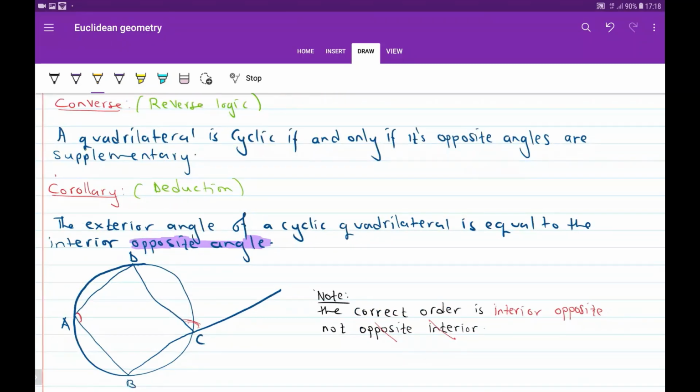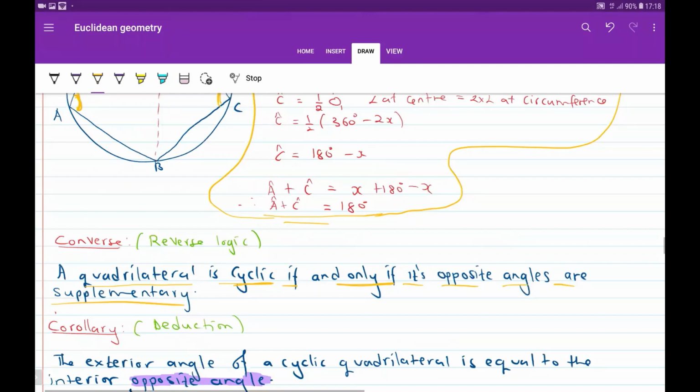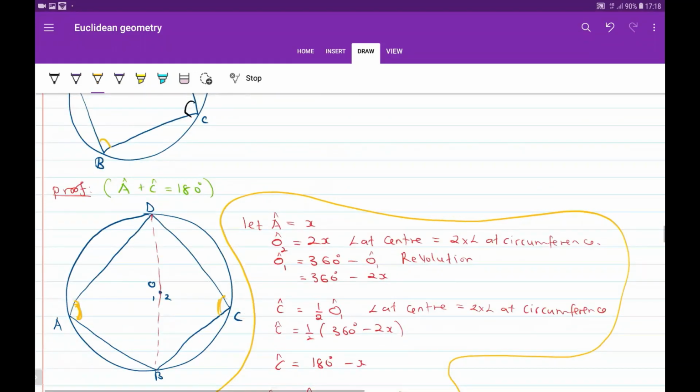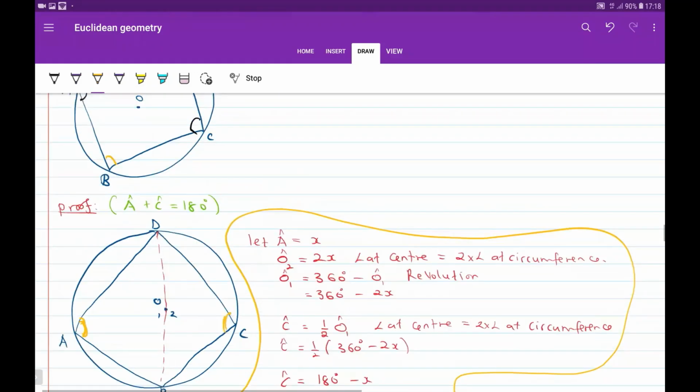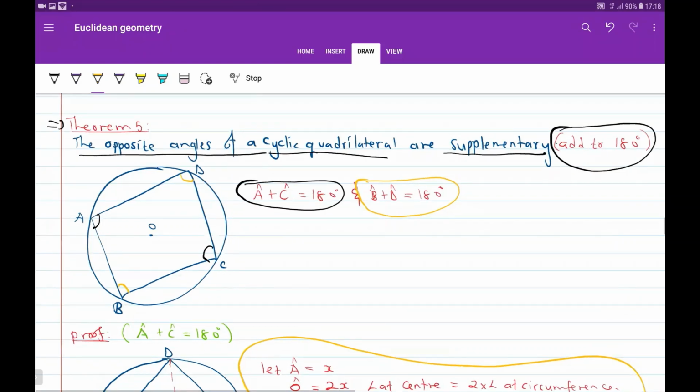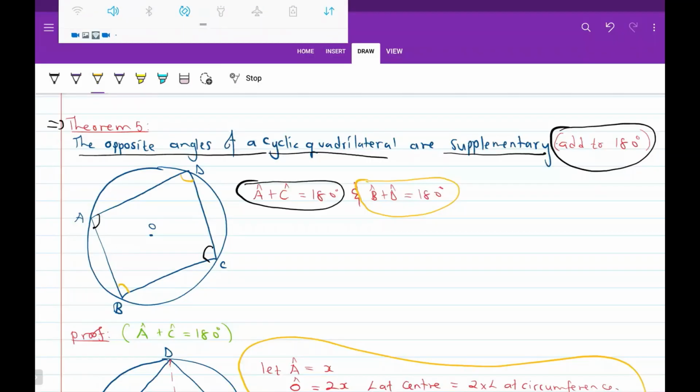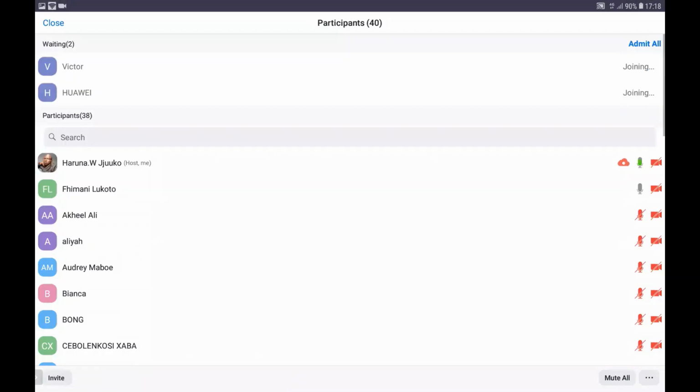Then the converse to our theorem number 5, which is of the cyclic quadrilateral. A quadrilateral is cyclic if and only if its opposite angles are supplementary. So in the first situation with the theorem, we already know that the quadrilateral is cyclic, meaning its vertices are touching the circumference of the circle. So if we already know that the quadrilateral is cyclic, then obviously the opposite angles would add up to 180 degrees.